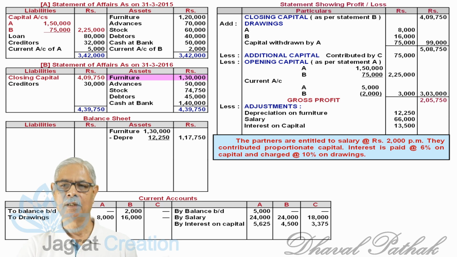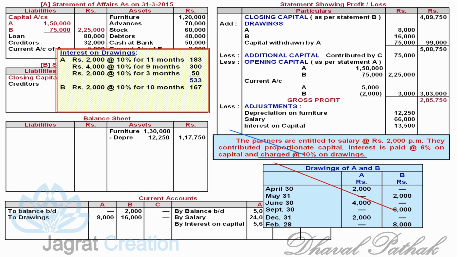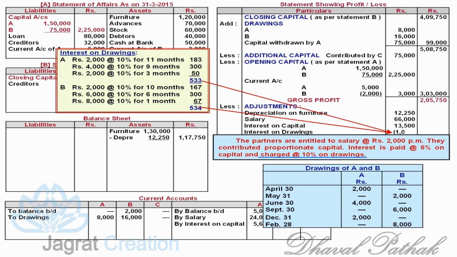Now, interest on drawings. We have already calculated interest on drawings, so I will move through it fast. This is the interest on drawings for A, and interest on drawings for B for 10 months, 6 months, and 534. This I have already explained to you. Interest on drawings is an income of the firm, so it will be added to the profit.